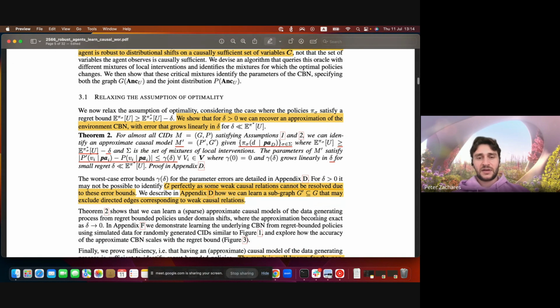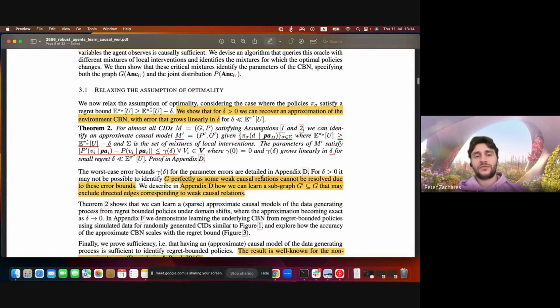And then they say later on, if you look in the proof, it may not be possible to identify G perfectly. So identify the graph perfectly, as some weak causal relations cannot be resolved due to these error bounds. So the errors in terms of regret lead to cases where weak relationships aren't identified. So it's kind of saying even if you don't have the greatest policy, if it's pretty good, you probably will get the main causal relationships in your causal model. So that's theorem 2, more practical.